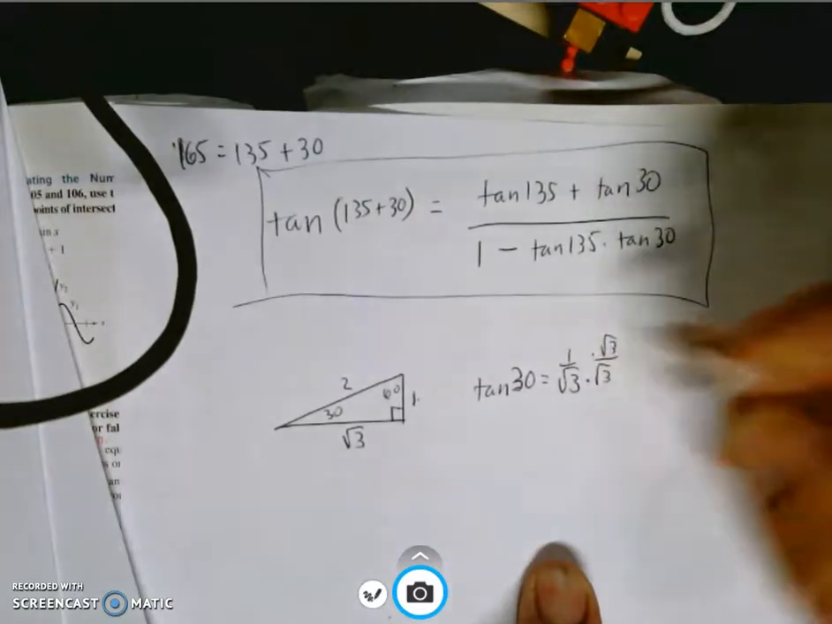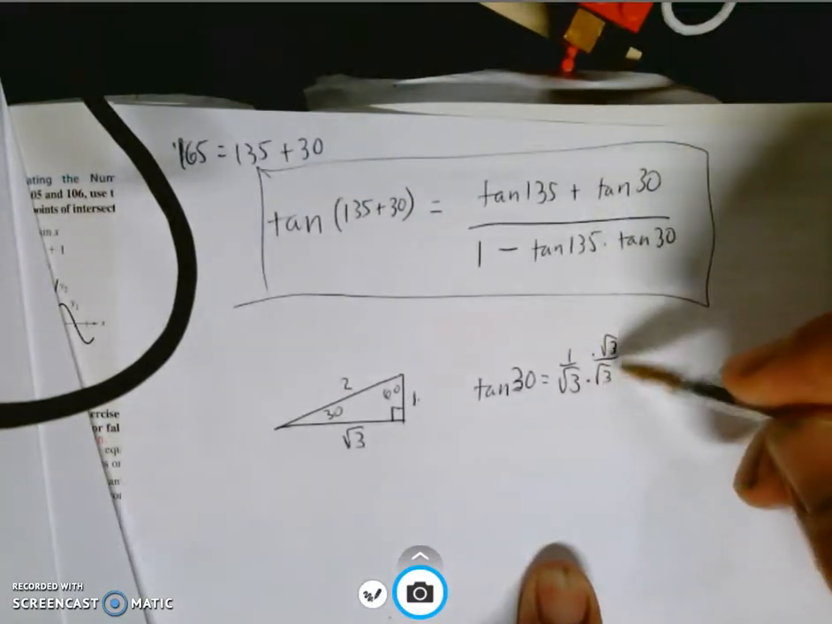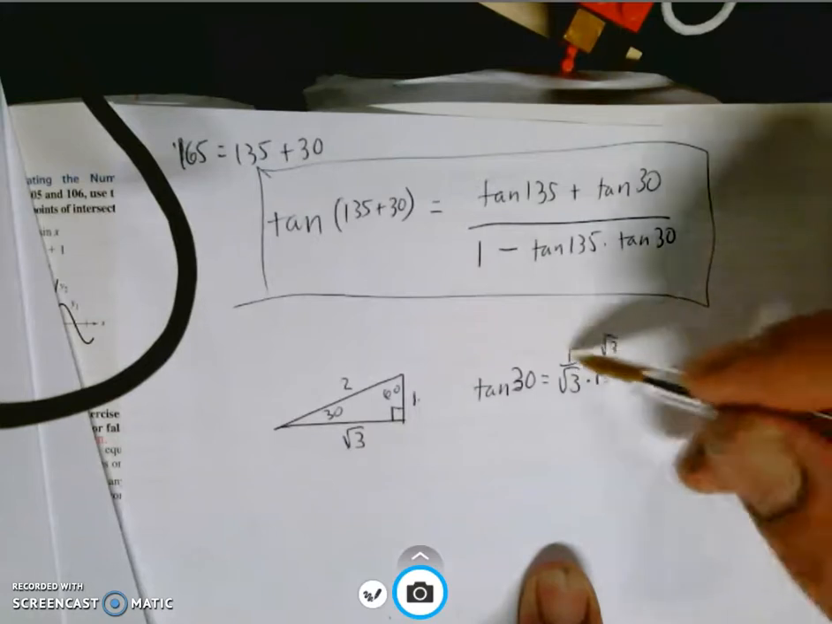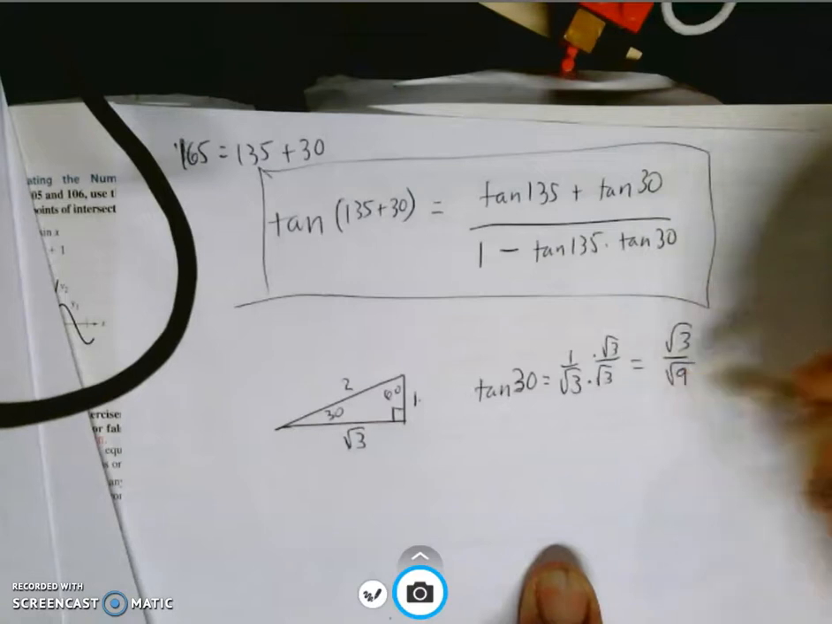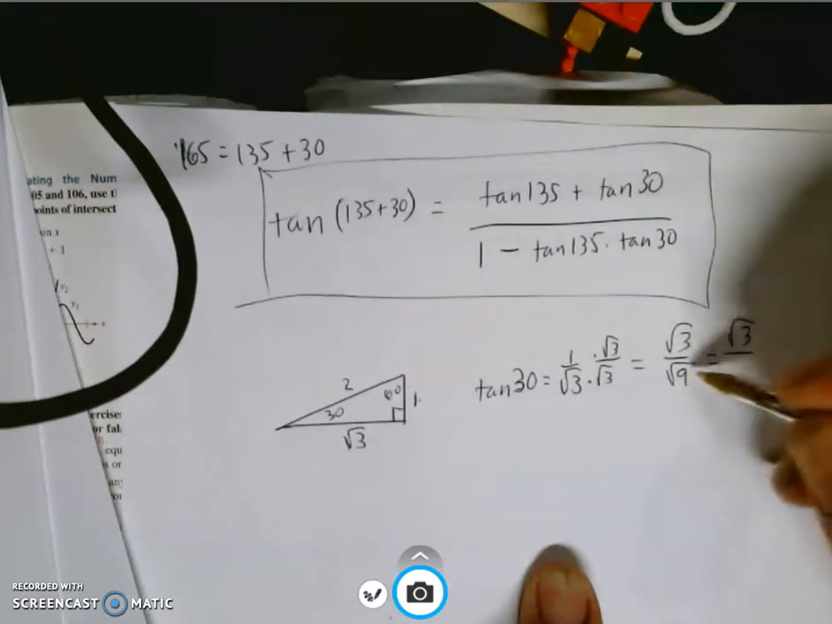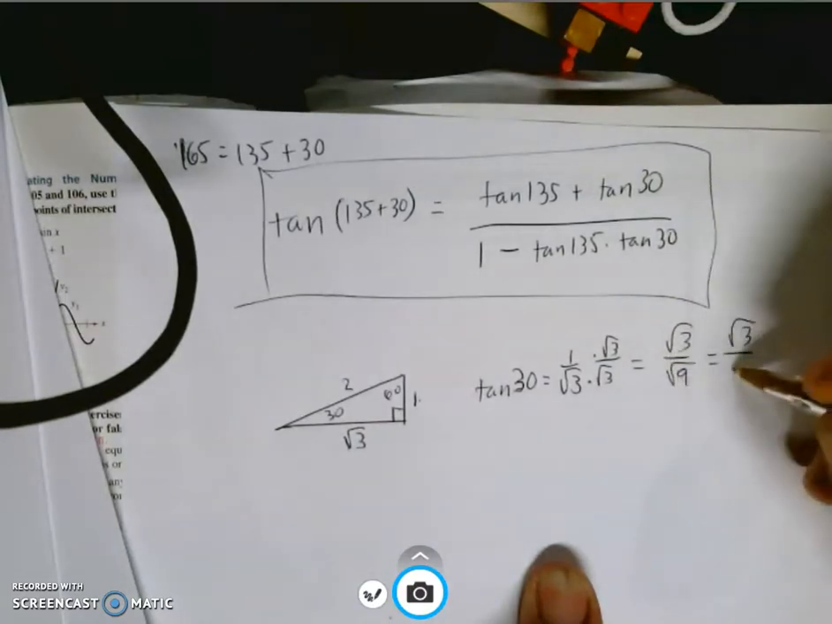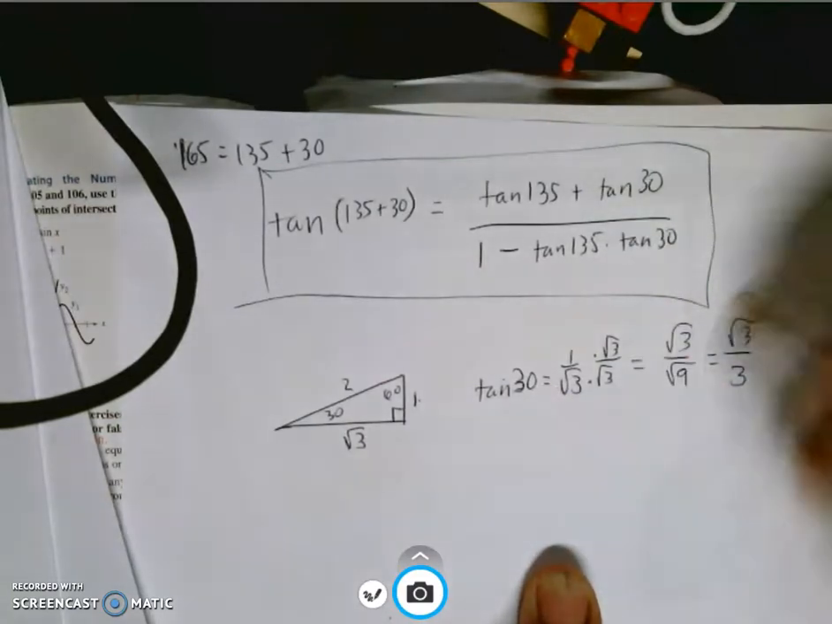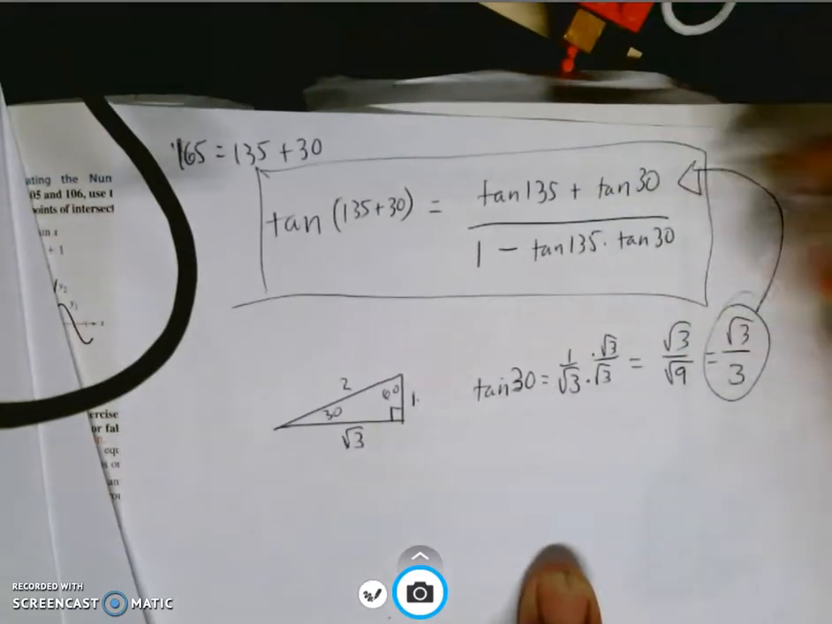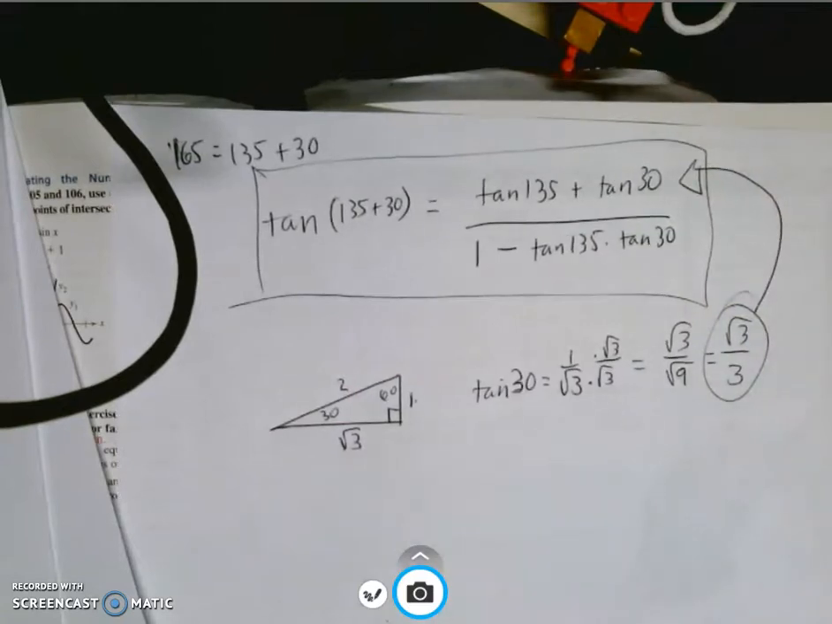Multiply it by itself on top and bottom. And you can do that. 5 over 5, 3 over 3, 2 over 2, whatever. And when you multiply, you get rad 3 on top, rad 9 on the bottom, and radical 9 is the same as 3. No radical anymore, because we did the operation. So that's what tangent 30 is. We're going to be able to plug that in back up there, because that's where we get our values.